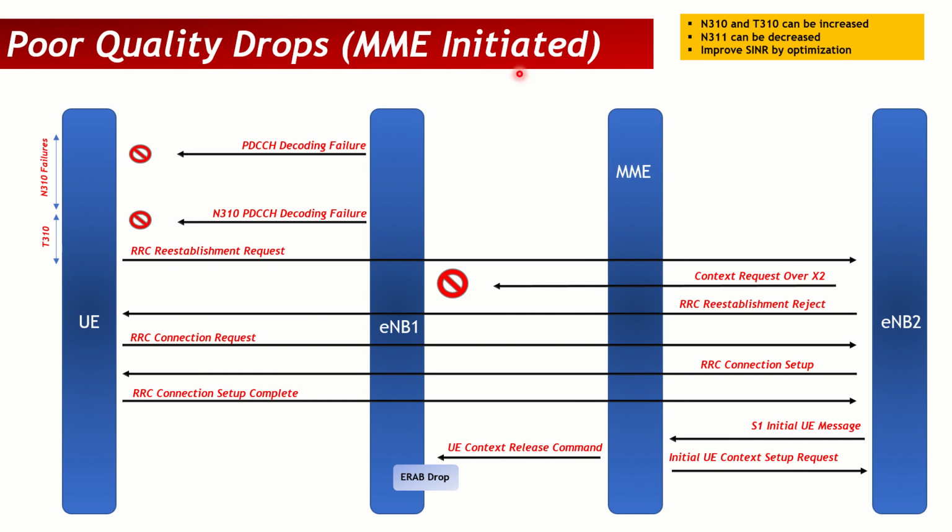Another option can be that we can reduce N311. So if N311 let's say is equal to 5, that means that the UE will have to wait for 500 milliseconds of consecutive PDCCH decoding. So if we make it 1, then the UE only waits for 100 milliseconds. So in this case, if N311 is a lower value, then the UE can go back to in-sync mode much more quickly. Another thing would be to simply improve the SINR by optimization. If we improve the SINR, then the PDCCH decoding will be successful and we will not face this problem that much. So that is another option that we can take.